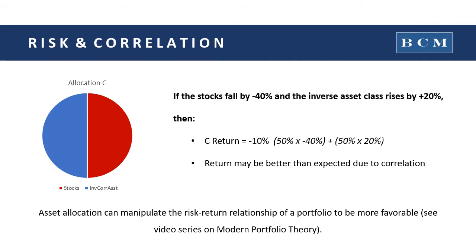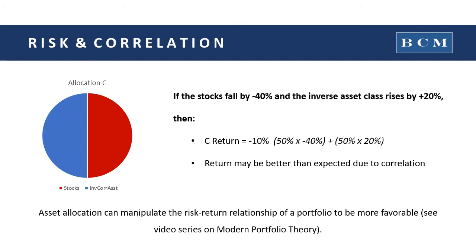For example, in allocation B on the previous slide, we saw that we had stocks which went down and then cash which didn't go anywhere. Now instead, we could have an allocation where we joined stocks with an inversely correlated asset. In other words, when stocks go down, the inverse asset goes up. That's what we have here in allocation C. We have a portfolio that is 50% in stocks and 50% in another asset that is inversely correlated. It doesn't matter what it is, it's just inversely correlated. It moves opposite of stocks.